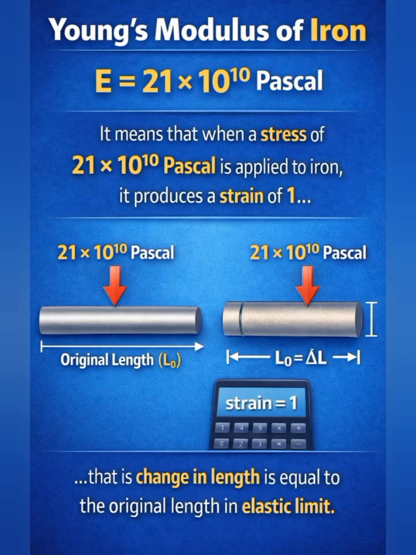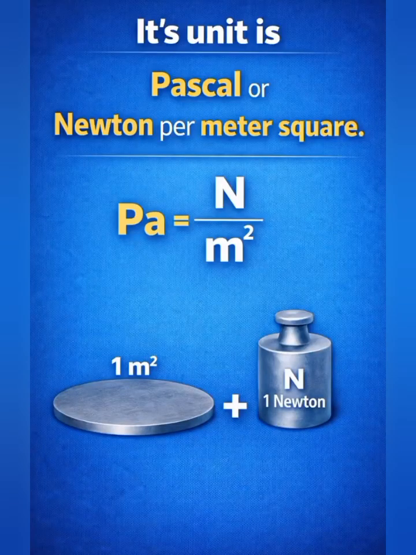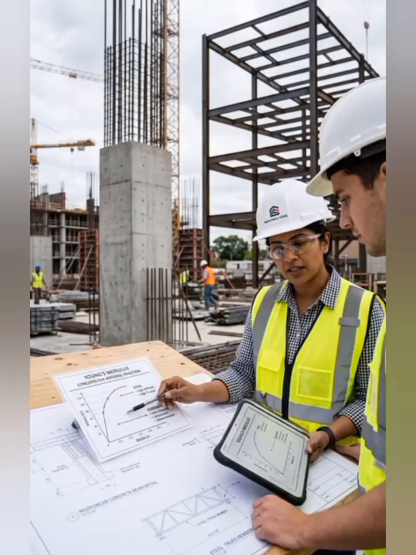Young's modulus of iron is 21 times 10 to the 10th Pascal. It means that when a stress of 21 times 10 to the 10th Pascal is applied to iron, it produces a strain of 1, that is, change in length is equal to the original length in elastic limit. Its unit is Pascal, or Newton per meter square. Engineers use this Young's modulus concept to choose strong materials like steel or concrete.